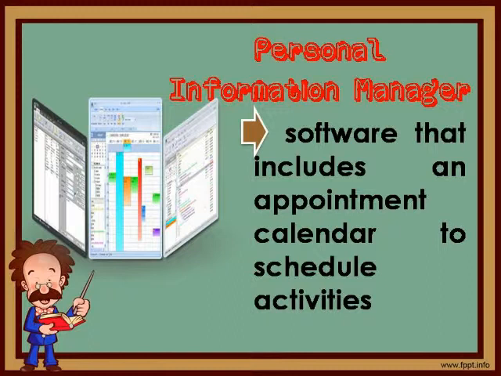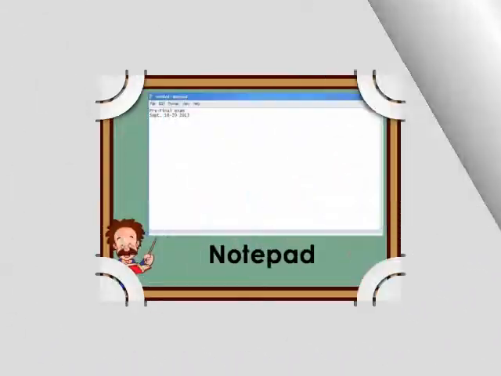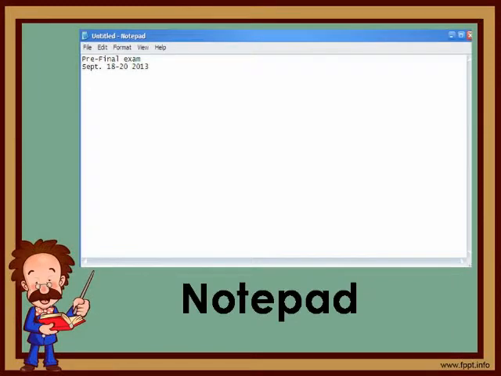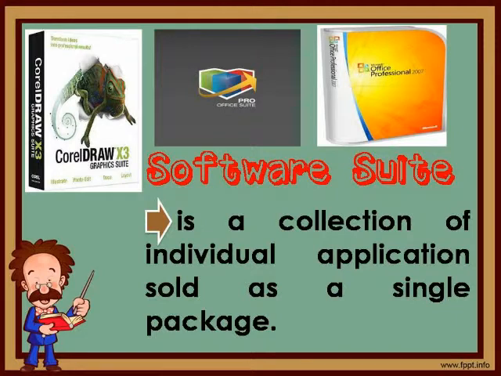It's a software that includes an appointment calendar to schedule activities, an address book to maintain names and addresses, and a notepad to record ideas, reminders, and important information. A software suite is a collection of individual applications sold as a single package.